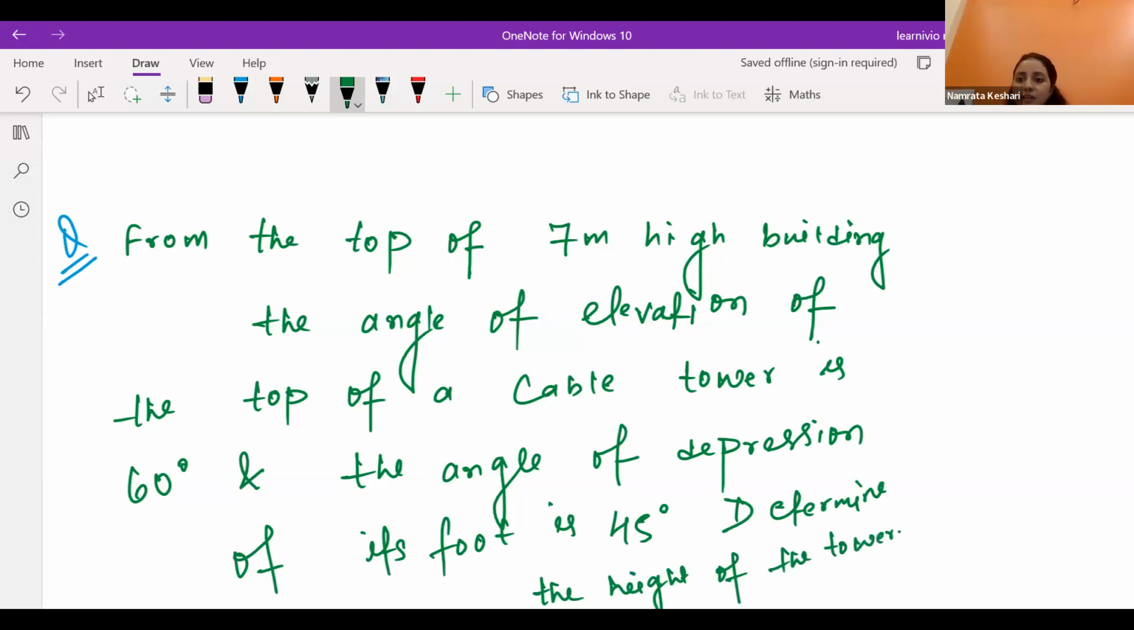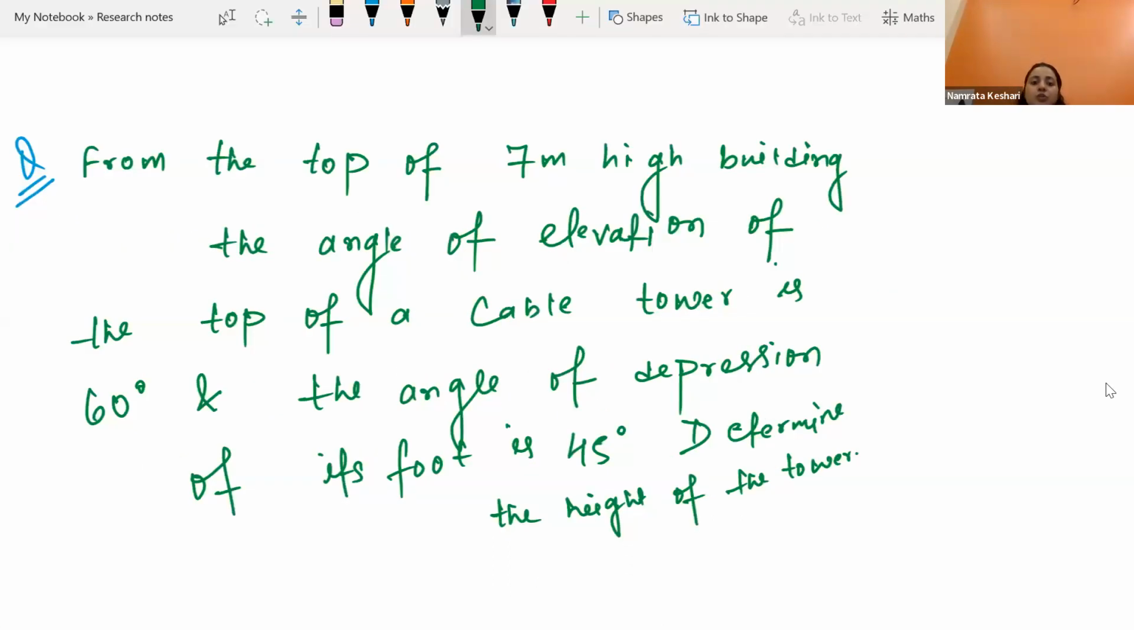Okay, let's see. Here, the angle of elevation is mentioned, that is fine. But what about this angle of depression? Okay, that we need to discuss over here. In my first class, I have explained what the angle of depression is, but let's see how we'll be solving this question. So from the top of a 7-meter high building, okay, there is a 7-meter high building.